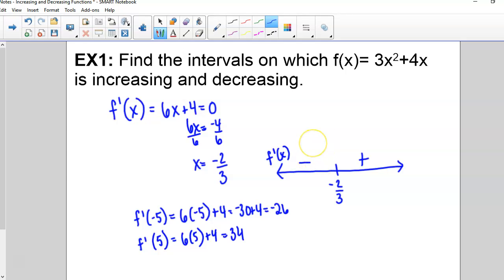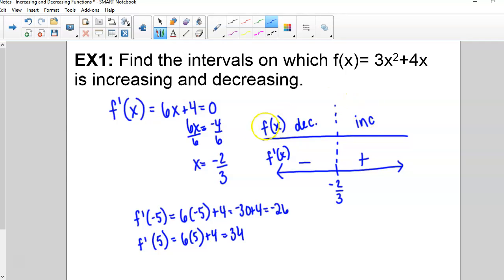So let's think about what this tells us. This tells us the derivative is negative from negative infinity up to negative 2/3. It tells us the derivative is positive from negative 2/3 to infinity. So let's think about what that tells us about f of x. Okay, if the derivative is negative, what does it tell us about the function? It is decreasing. And if the derivative is positive, then the function is increasing there.